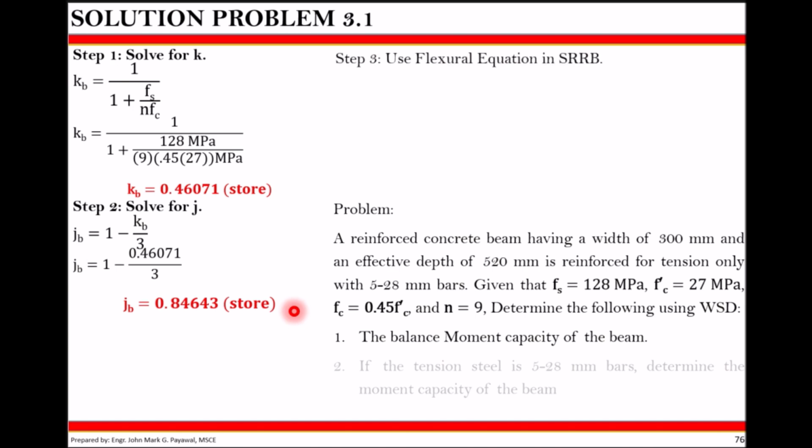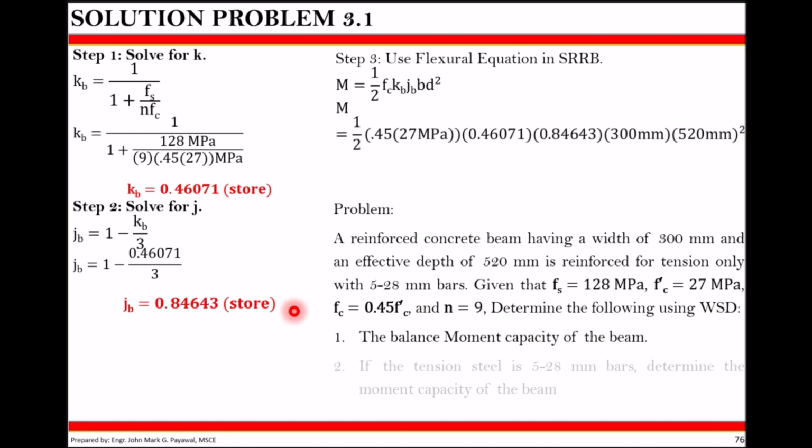Lastly, our last step is using the flexural equation in SRRB. Either in concrete, 1/2 Fc kb jb b d squared under balanced condition. This would be the working equation. Pause the video if you want, so you can check if you can compute for your moment capacity. So the moment capacity would be given as 192.17 kilonewton meter.